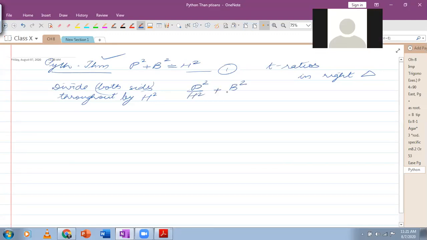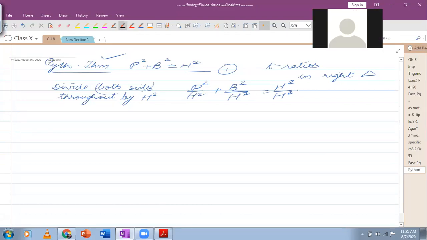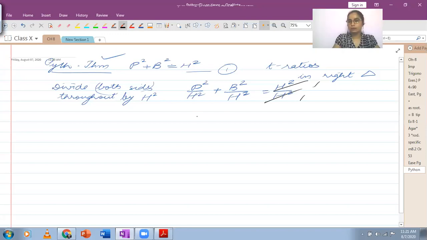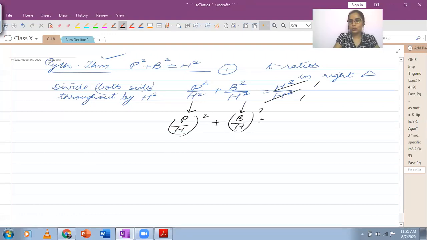So I get these two fractions, and on the right hand side I've got h square by h square. Is that correct? Yes, ma'am. So right hand side actually becomes 1, whereas this ratio here is p by h whole square. The second one is b by h whole square, and this one over here is 1. Can you now identify which trigonometric ratio this is?